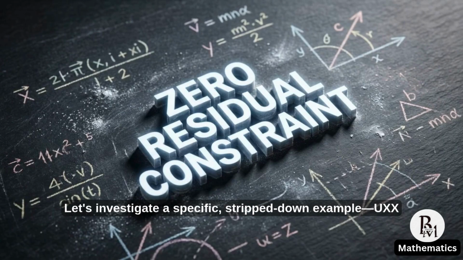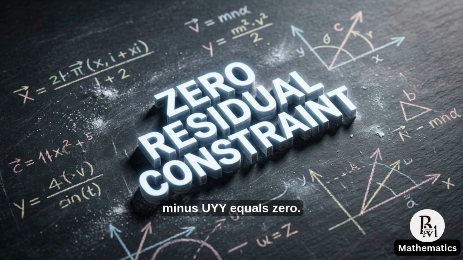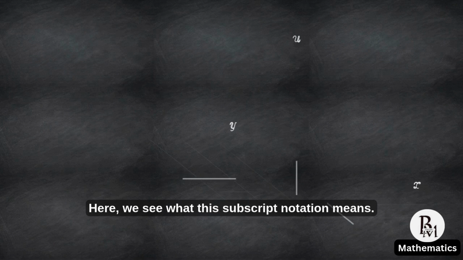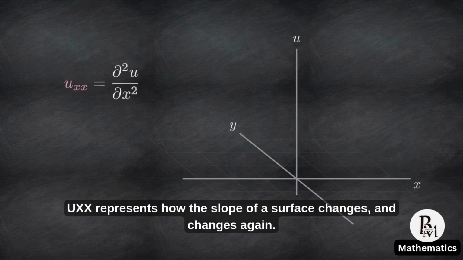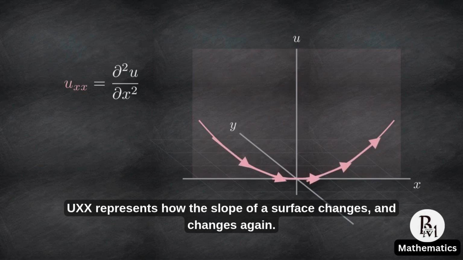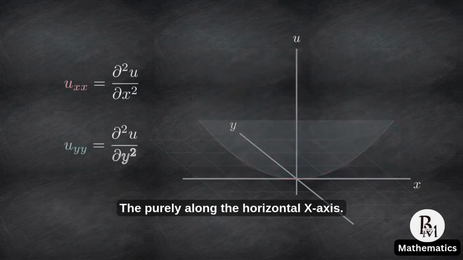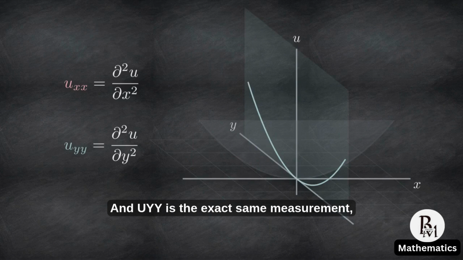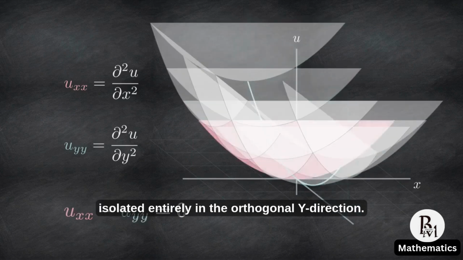Let's investigate a specific stripped-down example, uxx minus uyy equals 0. Here, we see what this subscript notation means. Uxx represents how the slope of a surface changes and changes again, measured purely along the horizontal x-axis, and uyy is the exact same measurement, isolated entirely in the orthogonal y direction.